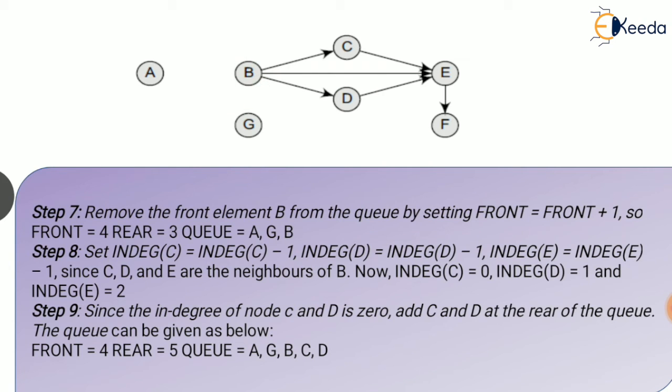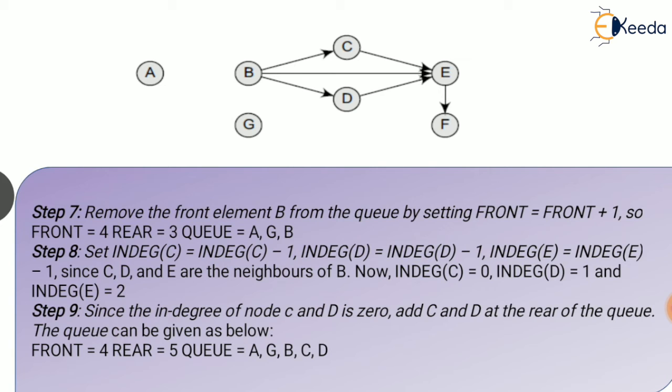Right? Since C, D, E are the neighbors of B and we are trying to delete B, now in-degree of C is 1 minus 1, 0; D is 2 minus 1, which is 1; and E is 3 minus 1, which is 2. Okay, as we are deleting B from the queue.